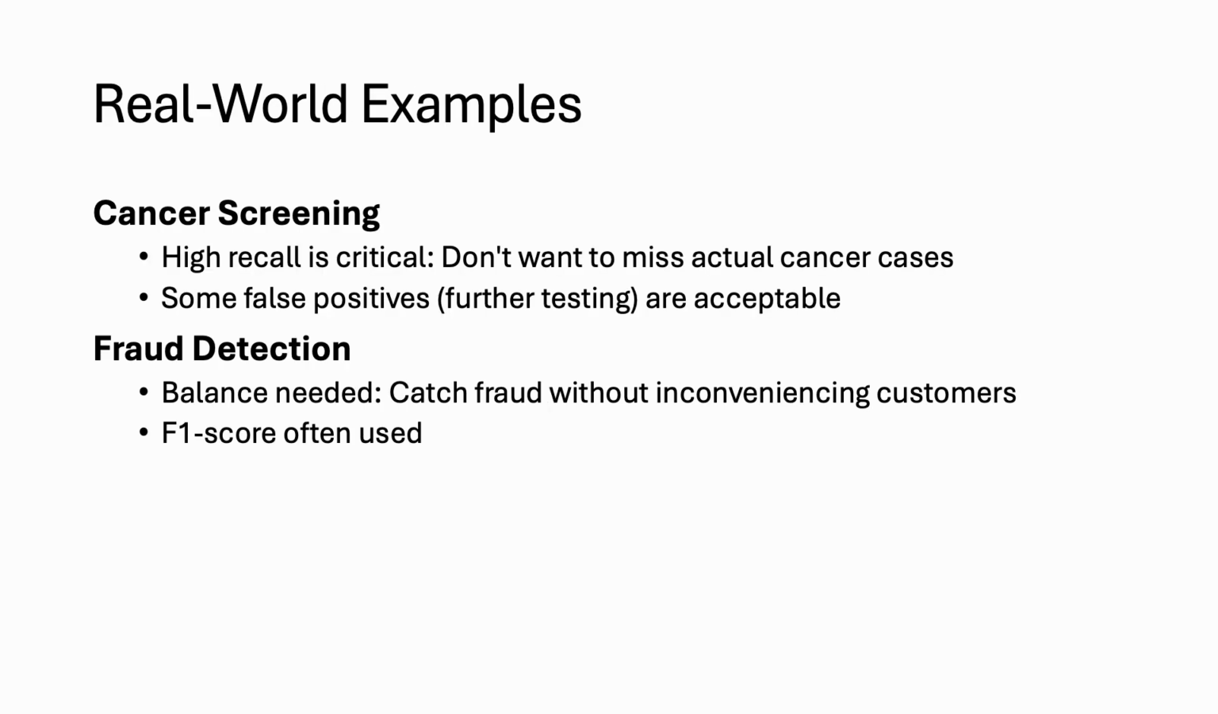Some real world examples. In cancer screening, as I mentioned, high recall is critical. We don't want to miss actual cancer cases. Some false positives are acceptable, and in that case we can do further testing to make sure. In fraud detection, like spam mail or other types of fraud detection, balance is needed: catch fraud without inconveniencing our customers. So in that case, maybe the F1-Score is a better option.